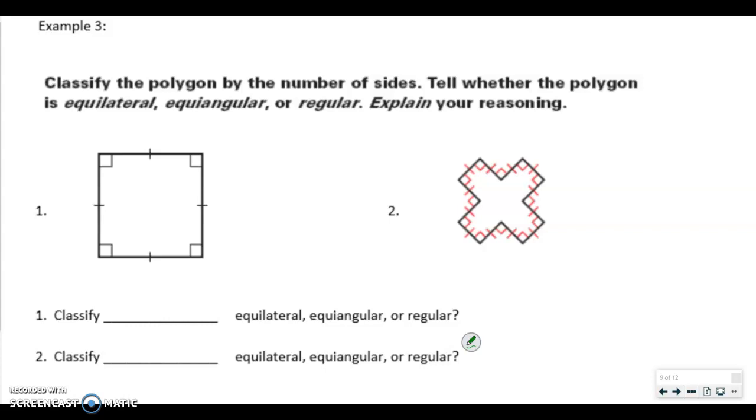So example number 3, we need to classify the polygon by the number of sides and tell whether the polygon is equilateral, equiangular, or regular, and explain our reasoning. So number 1, we need to classify by sides. We have 1, 2, 3, 4 sides, so it is a quadrilateral.